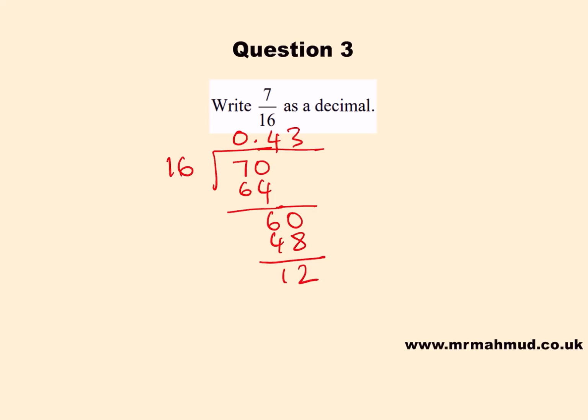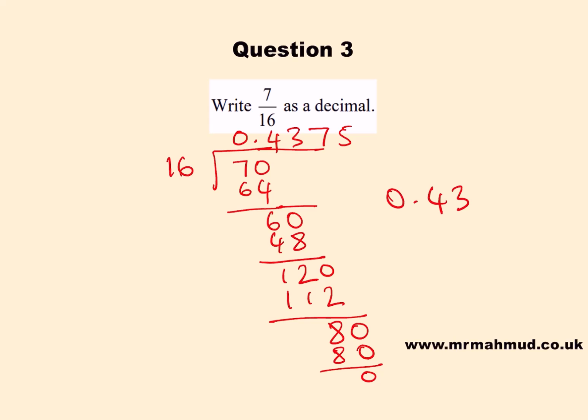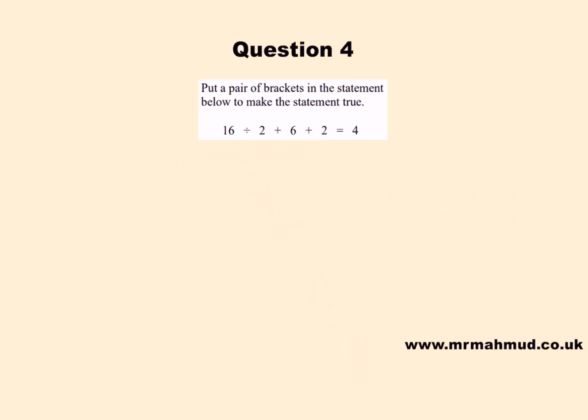12 remainder. 12 is too small, so let's add a 0 at the end. 16 goes into 120 7 times, which gives us 112. And the remainder is 8. Too small, so we put a 0 down. 16 goes into 80 5 times. 5 times 16 is 80. And that leaves us with no remainder. So the answer is 0.4375.